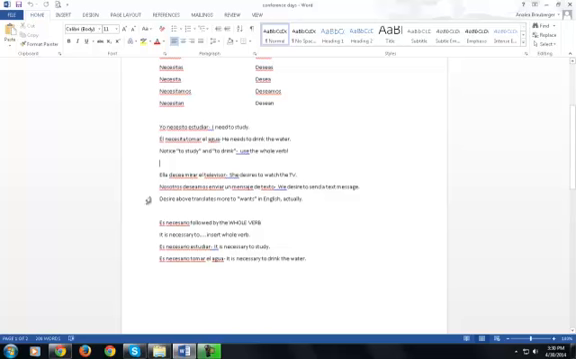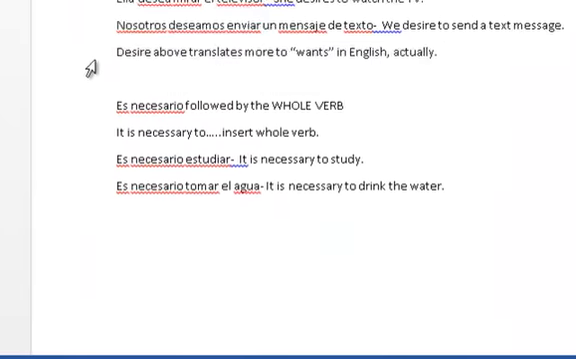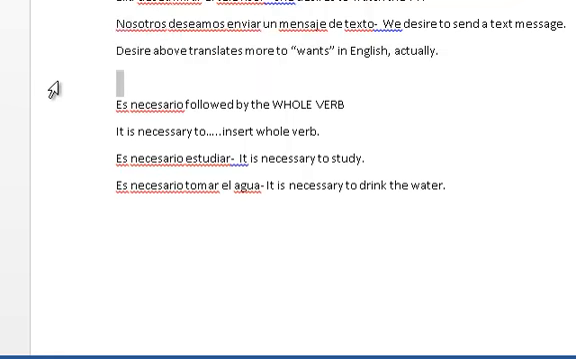Look at the next one. Nosotros deseamos enviar un mensaje de texto. We're the ones desiring to send the message of text, text message. And I say desire above translates really to wants in English. So we don't really say she desires to watch the TV. We usually say she wants. Same thing. You can use desear to mean want.